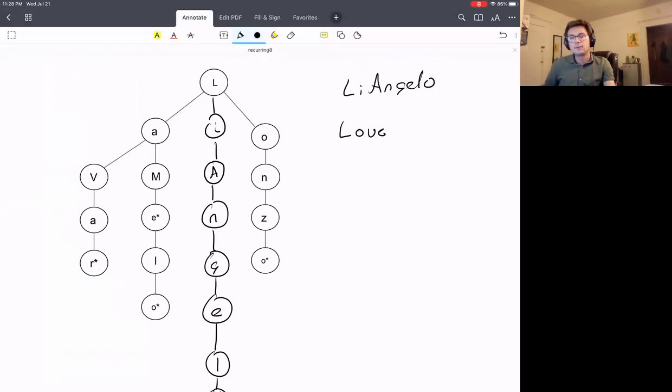Okay, and this can also lead to a theoretical question. You can begin to imagine what is the maximum number of children you could have in a node, and it's based off the size of your alphabet. Okay, so that's LiAngelo. Now, if I want to put Love in, I look for the prefixes. So I start with L, here's L, I look for O, here's O, I look for V.